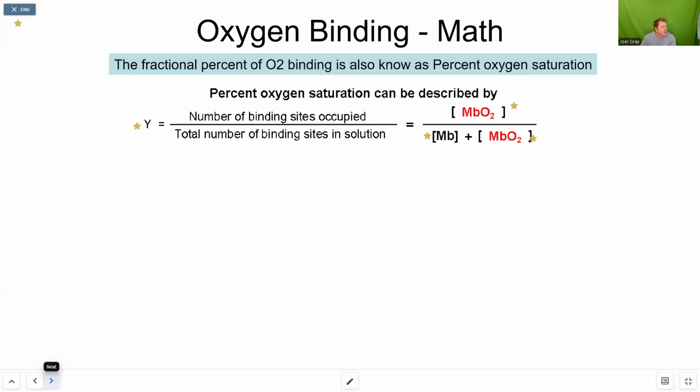Now, the fractional percent of O2 binding is also known as the percent oxygen saturation. I don't know if anyone has a smartwatch. I've got a Garmin Forerunner 945. If you have an Apple Watch or any other watch like that, more than likely it has a sensor like mine. There you go. It's blipping, or it's lighting up. What that is doing is getting a good sense of my blood O2 saturation.